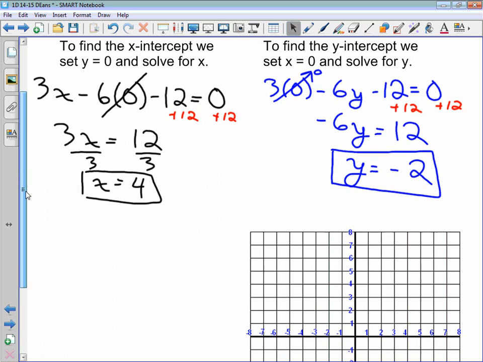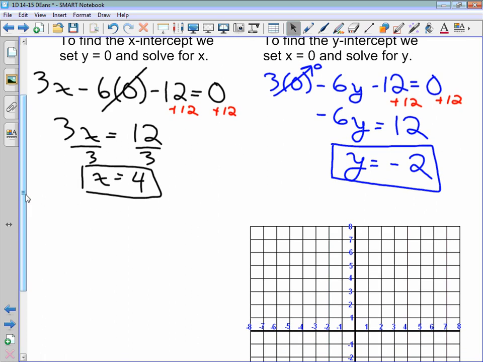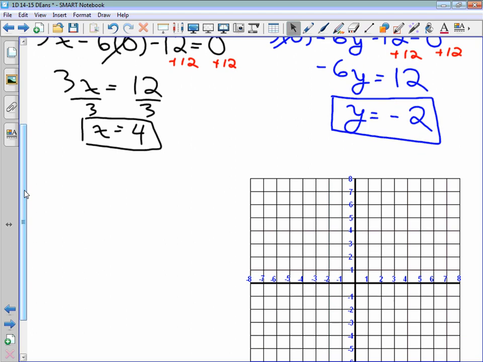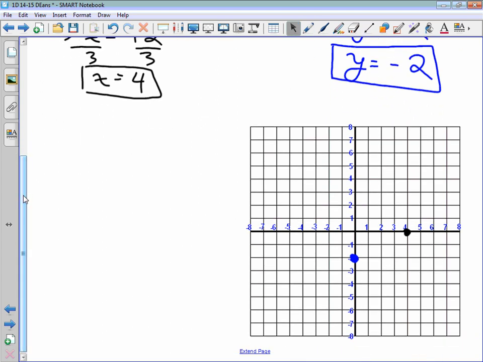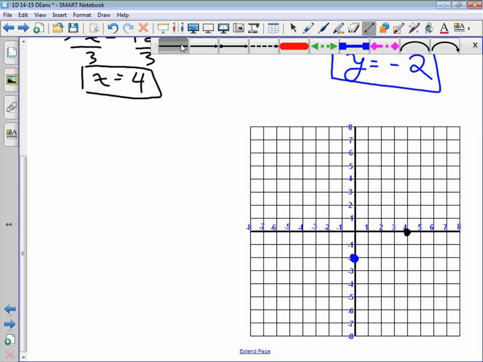Now I can use my x-intercept and my y-intercept to plot my line really quickly. If I know that my y-intercept is negative 2, I just go to negative 2 and put a dot on my y-axis. If I know my x-intercept is 4, I just go to my x-intercept and put a dot on 4. If I connect those 2 points with a straight line, that is going to be the graph of my line.